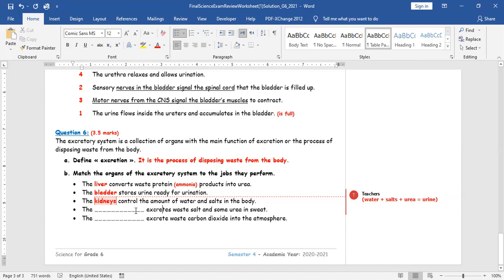Excretes waste, salt, and some urea in sweat. What helps you sweat? It's for sure the skin. The skin is an excretory organ. What excretes waste carbon dioxide into the atmosphere? The lungs, for sure.